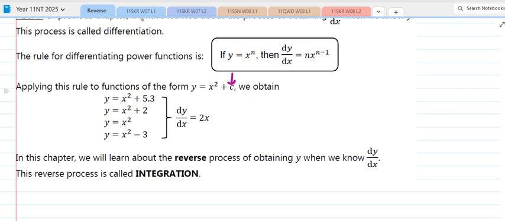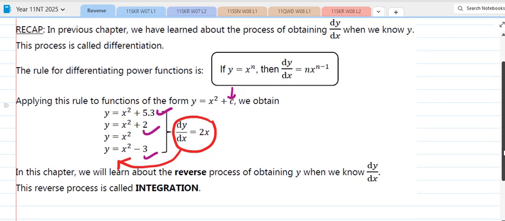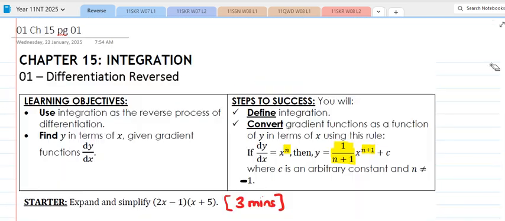c could be a decimal, it could be plus a number or minus a number, or it could be blank. So over here, we can notice that if we try to differentiate this, you will get 2x for all of these. But for the reverse process, we are going to try to find y back from 2x, which is dy/dx. So obviously there, you cannot find this constant. So this constant must be written as plus c, as you see in your steps to success, because when you have a gradient function, you cannot find c as the constant, right?